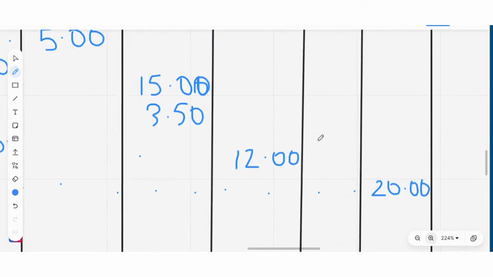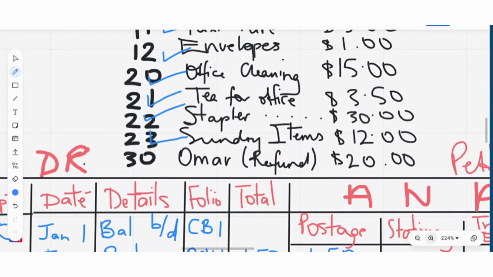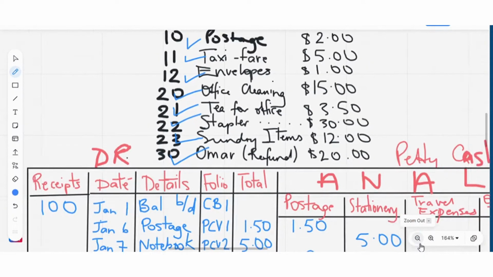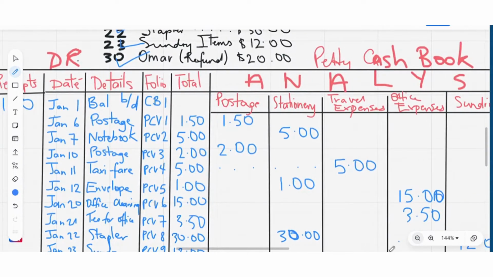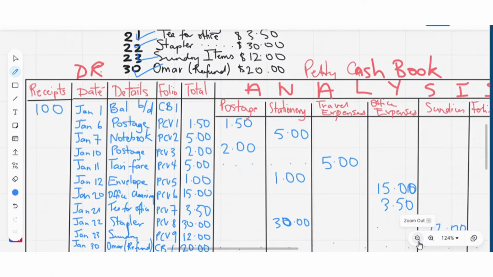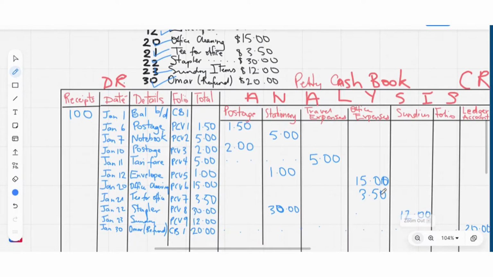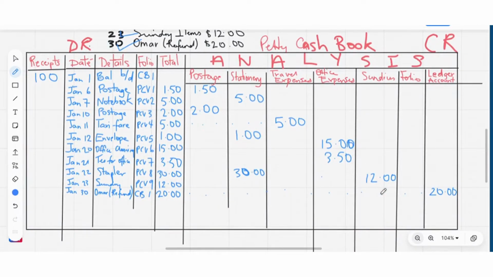So now we have completed all the transactions, but we're not done as yet with the petty cash book. So this is what it looks like in full view so far. This is what you're to have. Now, after you do all of that, you need to draw a single straight line from the total column to the end of the analysis column. You draw the straight line.